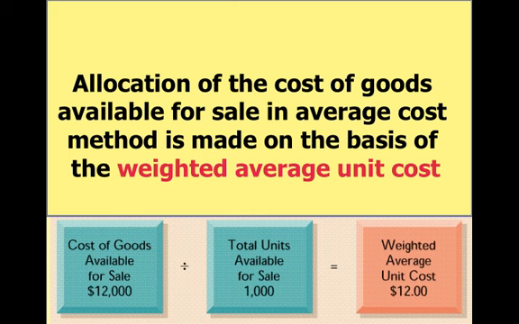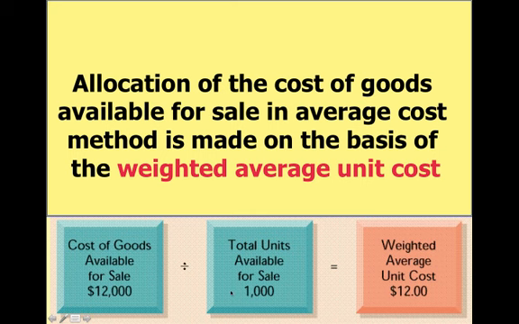So let's look at a mini example here. The allocation of cost of goods available for sale in the average cost method is made on the basis of the weighted average. I'm going to show you this in our table, the Axeman shoe example like we did for FIFO. If your cost of goods available for sale was $12,000 and there were 1,000 units, then you would divide that 12,000 by the 1,000 to get an average cost of $12. And then you would apply this to the number you have left to get your ending inventory and apply this to the number you sold to get your cost of goods sold.